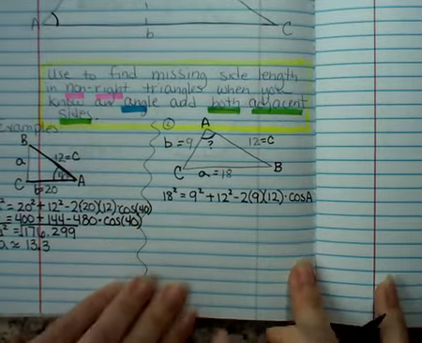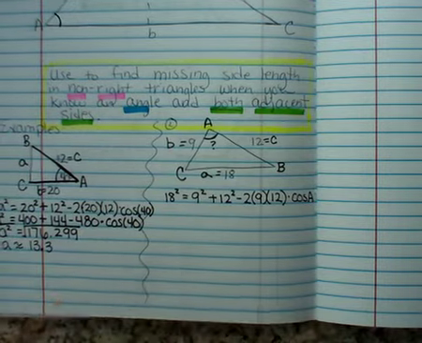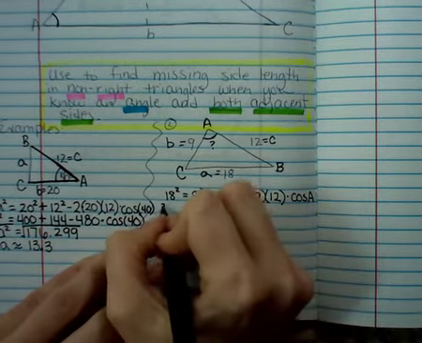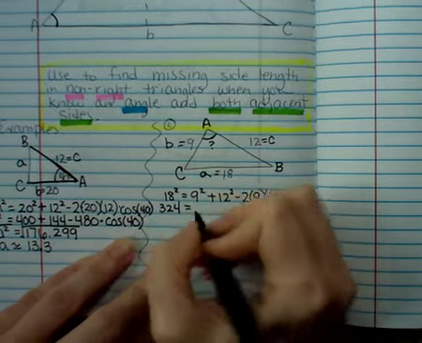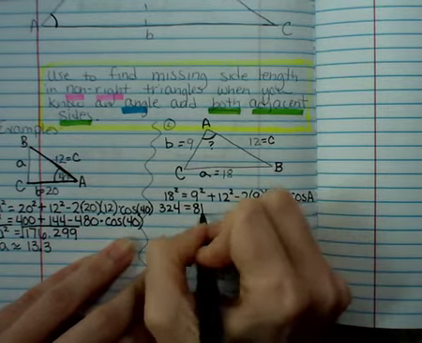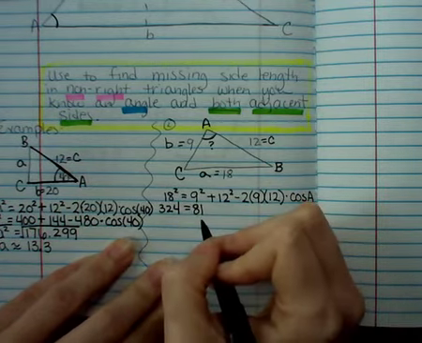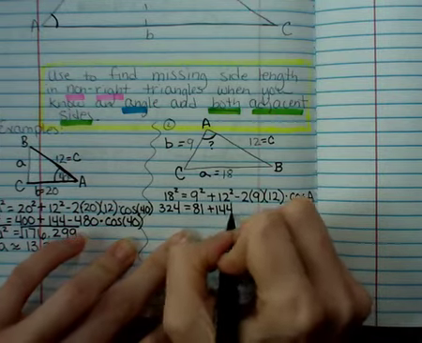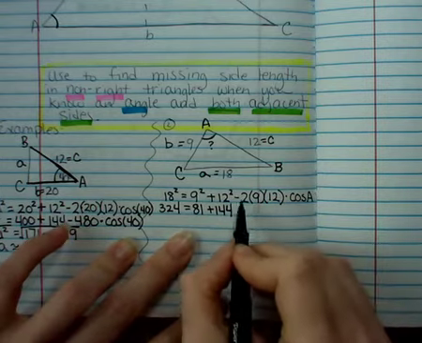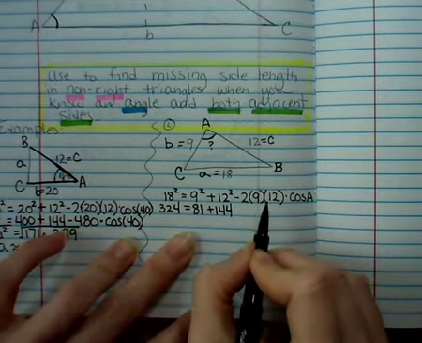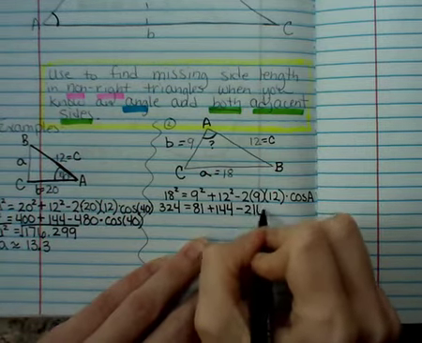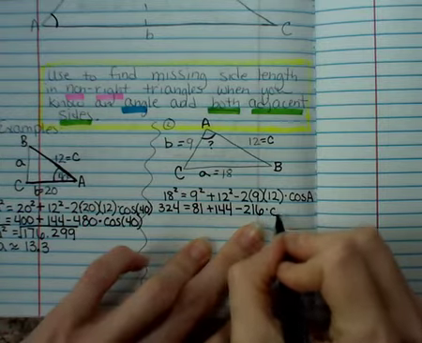All right, let's go ahead and, like we did in our last problem, start simplifying this. And we're going to do the squares first. So 18 squared is 324 equals 9 squared is 81. And 12 squared is 144. And negative 2 times 9 times 12 gives us negative 216. So that's going to be minus 216 times the cosine of a.